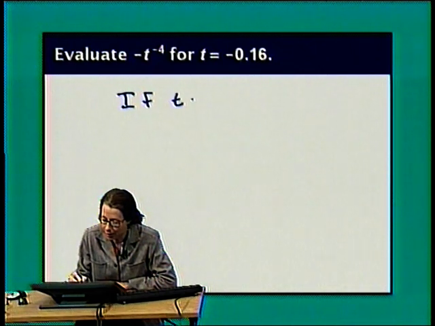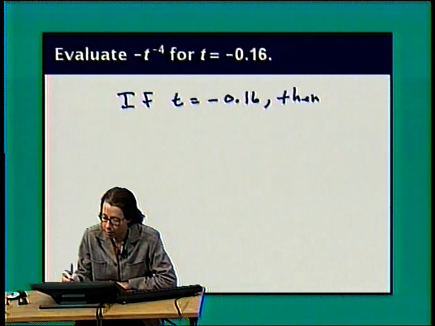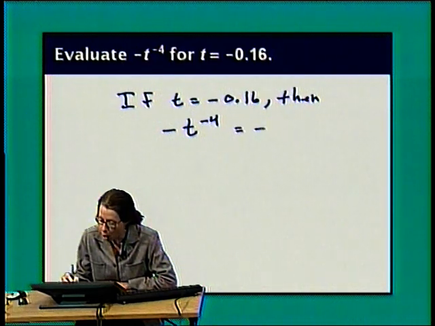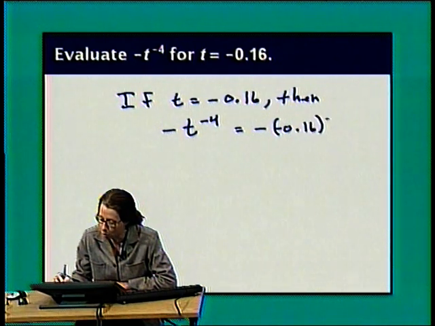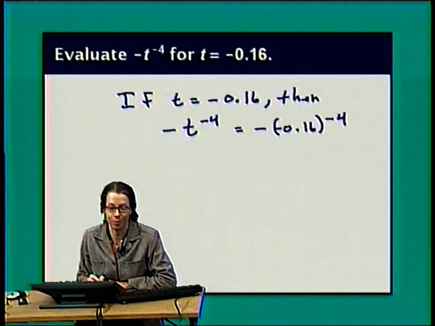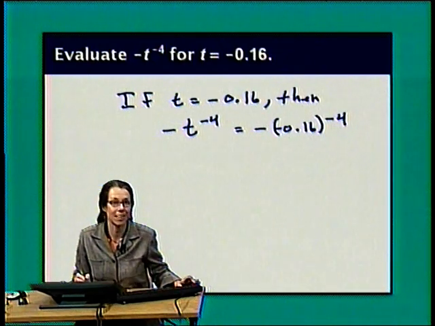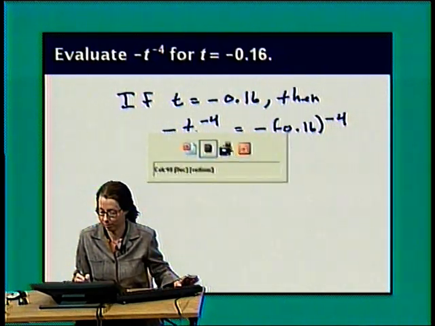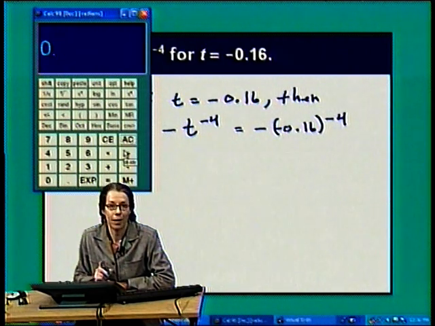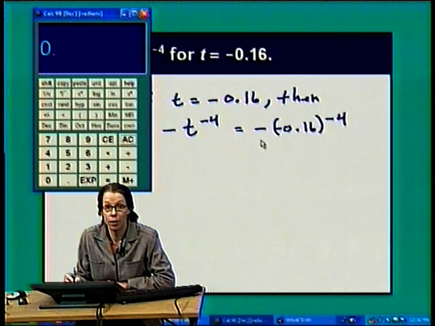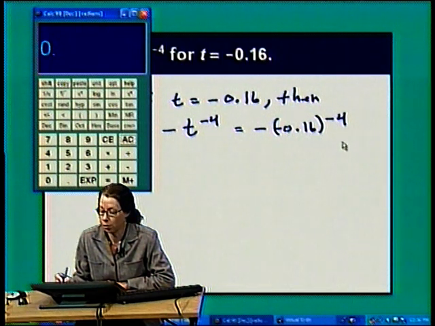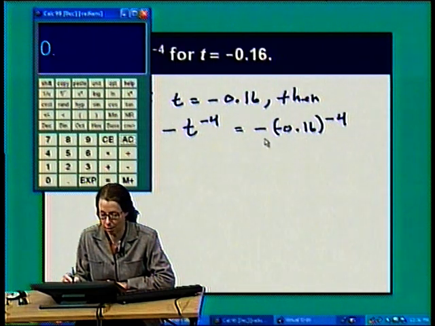If t equals negative 0.16, then the opposite of t to the negative 4. That's the opposite of t, which is negative 0.16 raised to the negative 4 power. Let's see what our calculator says this is. So let's be careful. When I said this, I said the opposite of all of this. So the first thing I'm going to do is evaluate this expression and then take the opposite.